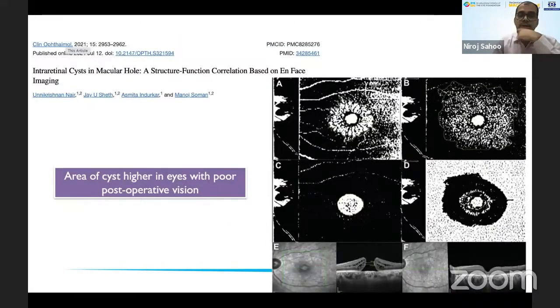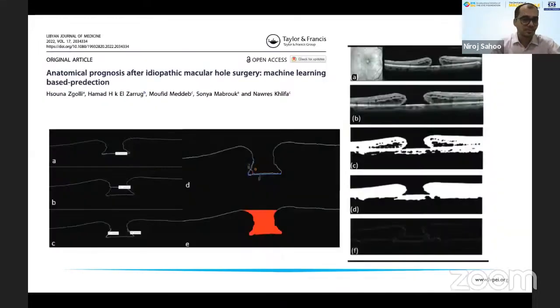This paper by Dr. Uni's group had quantified it using en-face OCT, and they have shown that the areas with higher cyst area were associated with poor postoperative visual acuity. So just to summarize all these indices, only MHI and MHCI, and to some extent the quantification of the cyst, were able to predict the functional and anatomical outcome of macular hole.